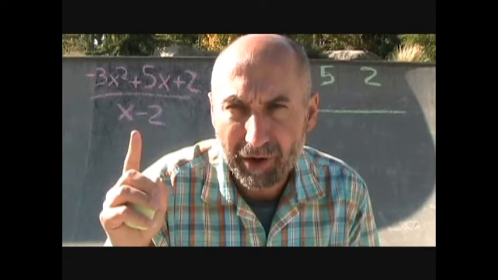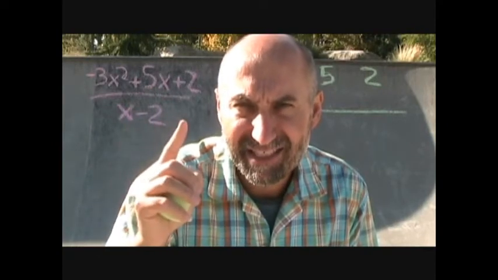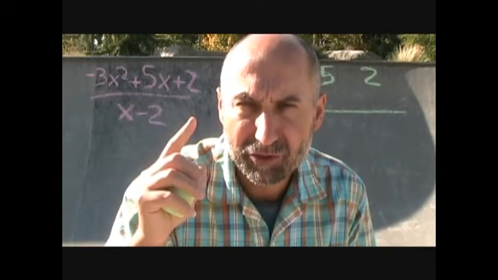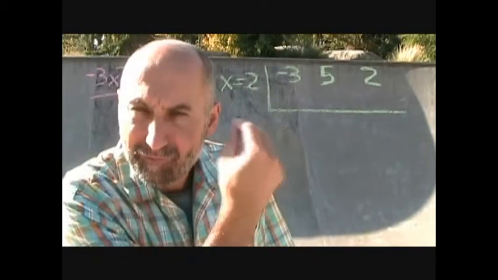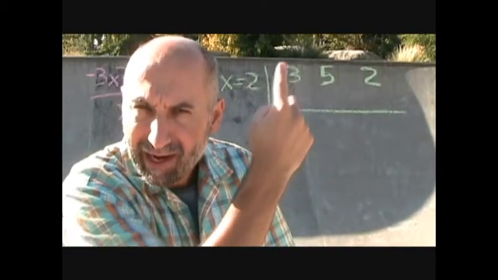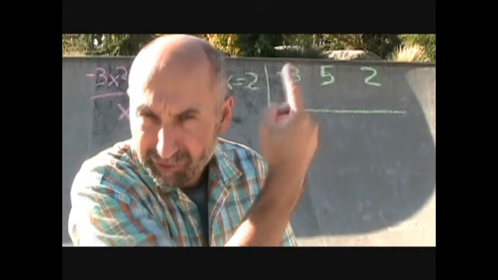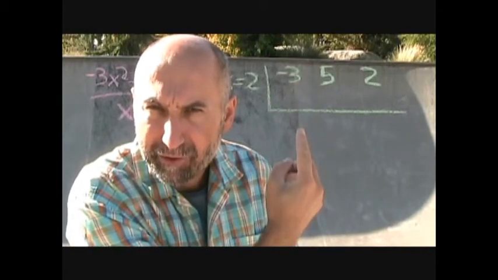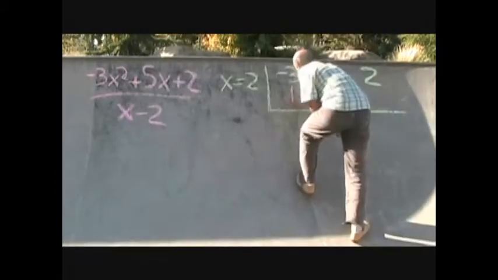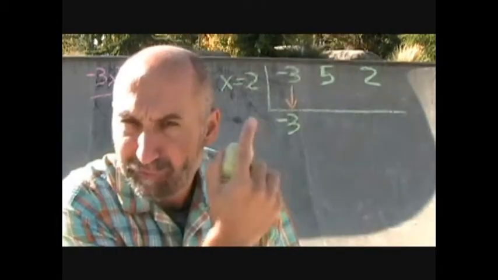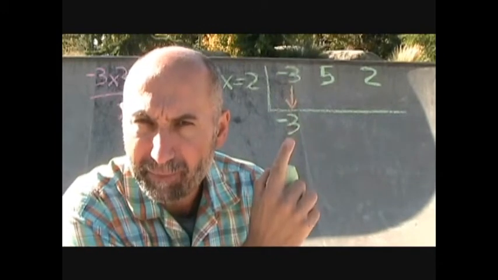What you're going to do with the bottom is just set this equal to 0 and move the 2 over, right? So it becomes x is equal to 2. The first place you start is you grab the first coefficient, your number here, and you pop it down here. So this guy comes straight down, and you just put -3 here.